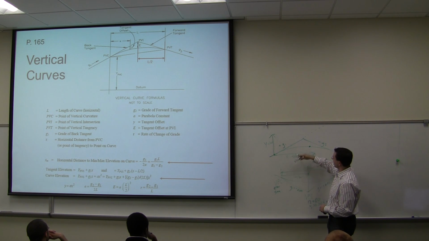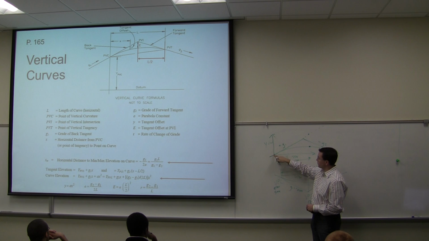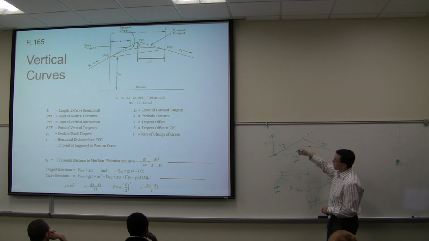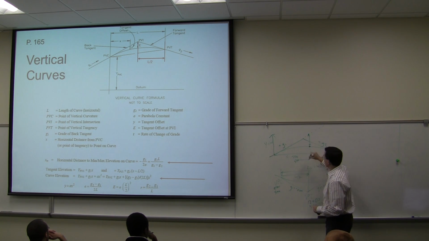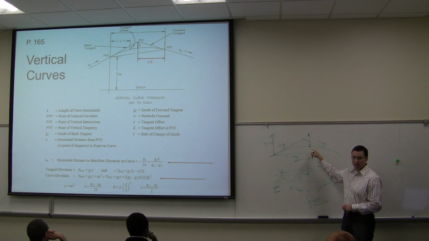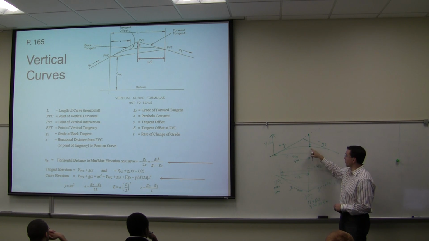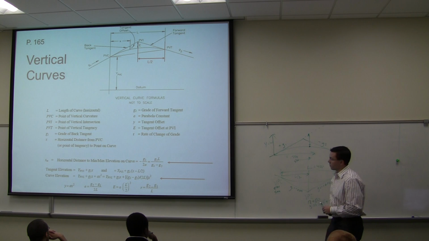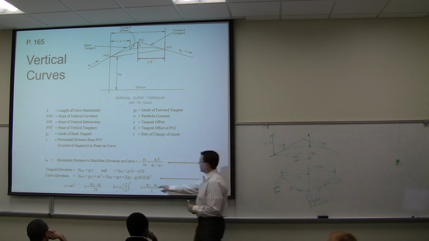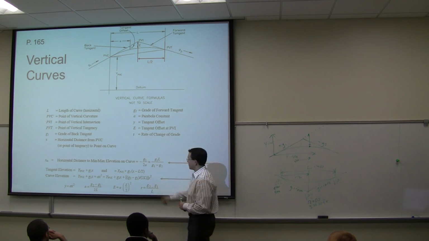if we multiply G1 times X, that's going to give us the vertical change from the PVC up to that point. And then that last term is going to end up being a negative in this case, and it's going to drop our elevation back down to the point on the curve itself. So that's the parabolic offset term: G2 minus G1 over 2 times L times X squared.